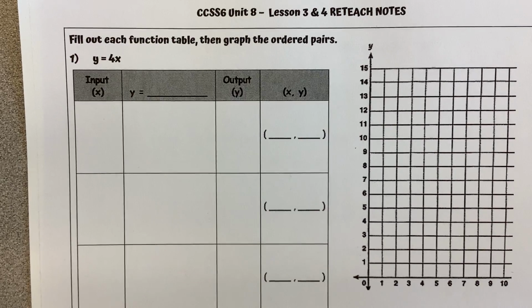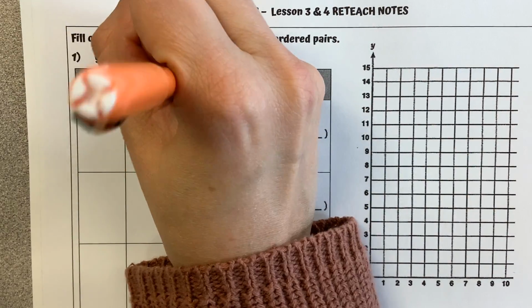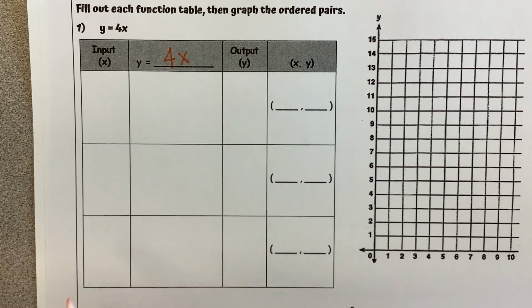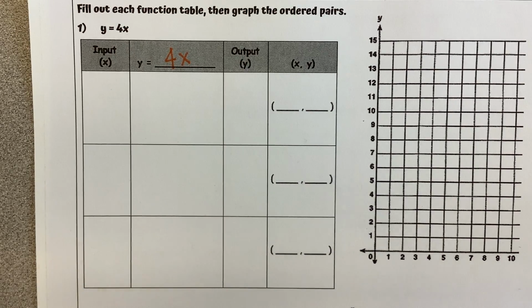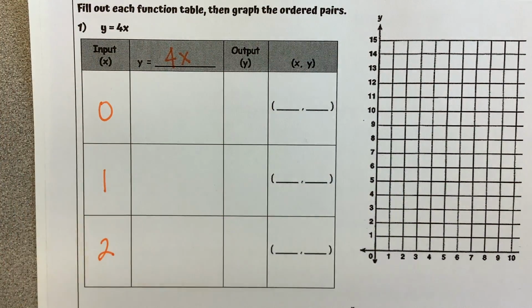All right, let's take another look at graphing and independent versus dependent variables. So remember, when we are graphing functions, we are going to fill out the table on our own. So if my equation is y equals 4x, I can pick any 3 input values. You could pick 100 if you wanted to, but I'm going to pick small numbers because it's easier to calculate. So I'm going to do 0, 1, and 2.